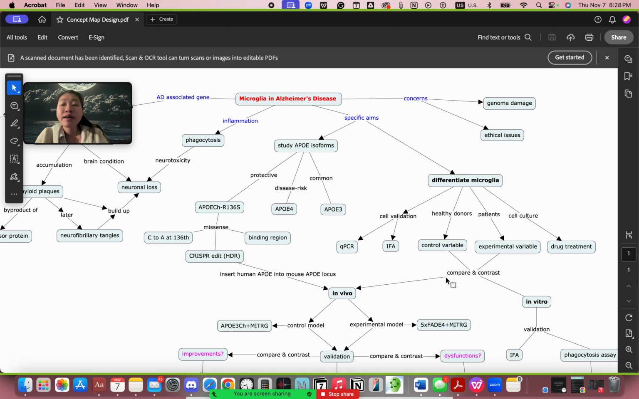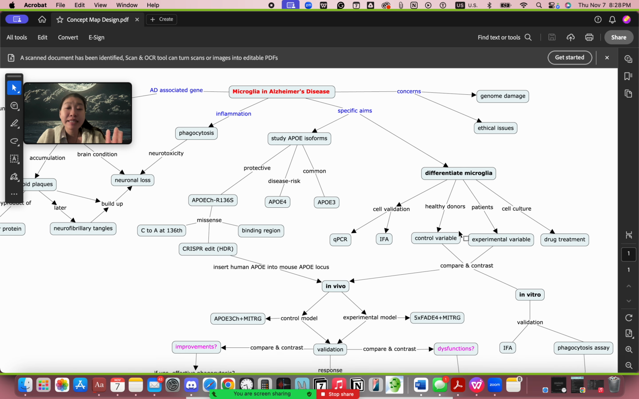This variant is also associated with a better phenotype for uptaking amyloid beta and a delay in tau progression, and then minimizes cognitive decline.